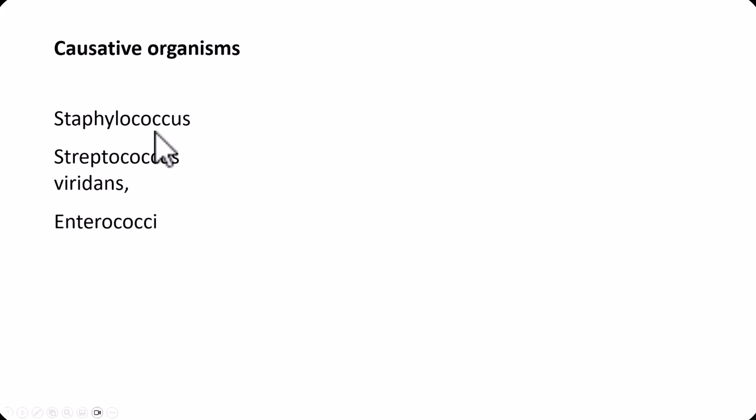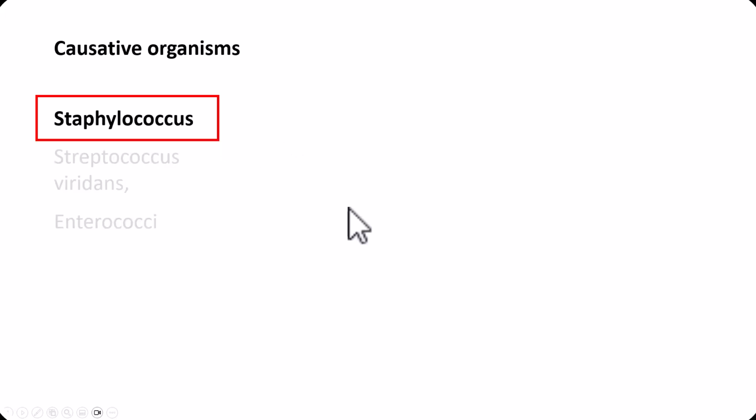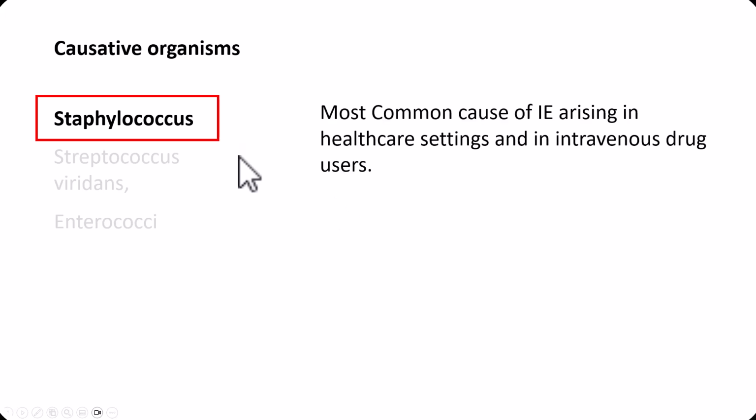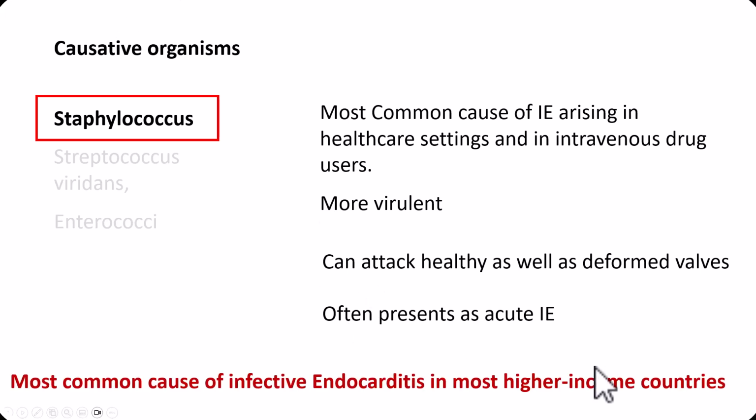One is Staphylococcus aureus, Streptococcus viridans, and Enterococci, which are the most common organisms for the development of infective endocarditis. Let's talk about these organisms. Firstly, Staphylococcus. This is the most common cause of infective endocarditis arising in healthcare settings and in intravenous drug users. As we have already said, this is the most virulent organism, which can attack healthy as well as deformed valves, and often presents as acute infective endocarditis.